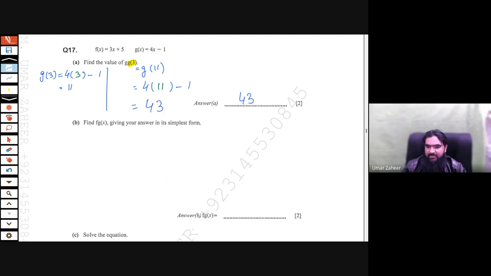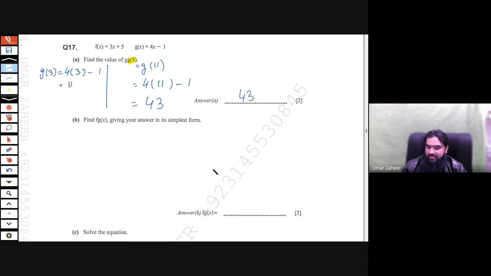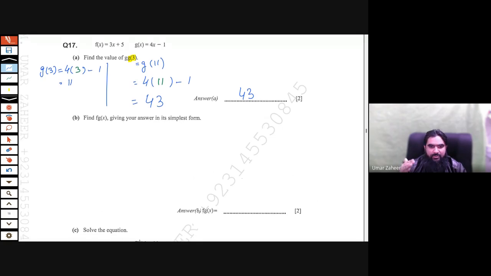So look at here, each and every question is going to have the same pattern. In the last class, I made the main focus on the domain and the range of the functions. But in today's class, I have the main focus on composition, composite functions, substitution, and the inverse.